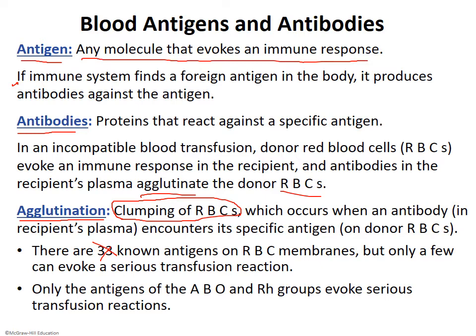Only the antigens of the ABO and the Rh groups invoke serious transfusion reactions. So of these two systems, the ABO system and the Rh system, there are only three antigens: A, B, and Rh. And that is it. That's all there is. We want to add things, but it's as simple as that. Now we're going to keep moving.